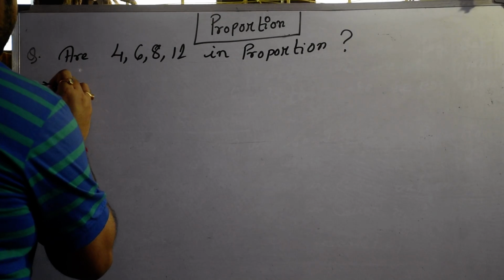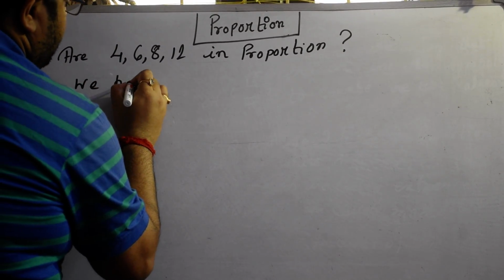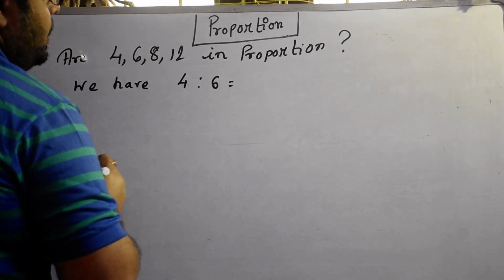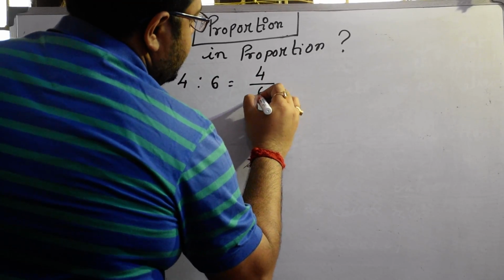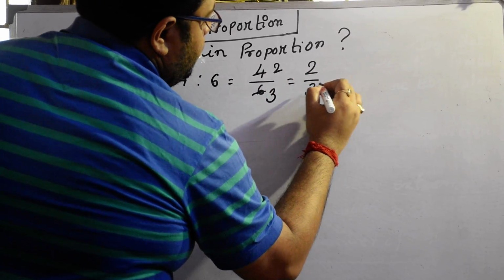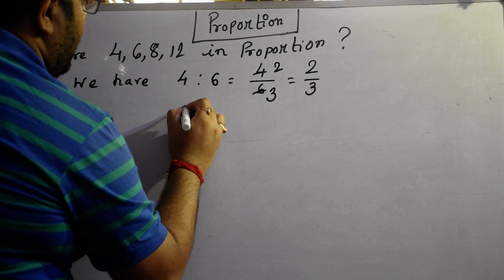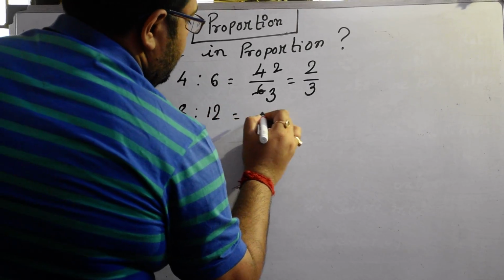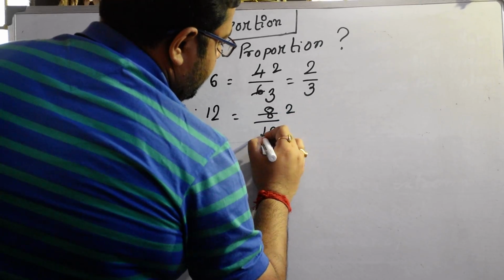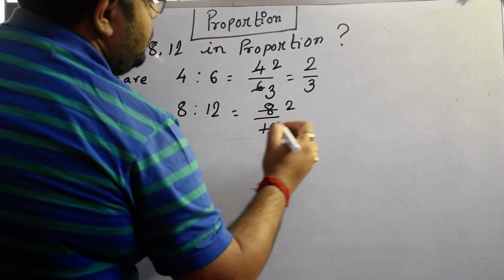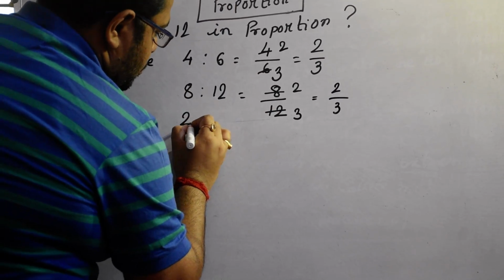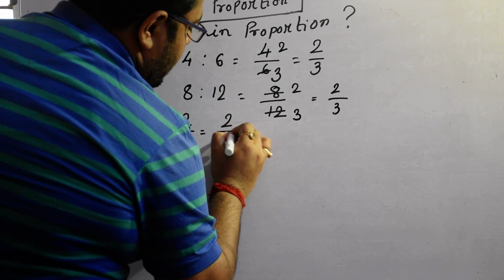So we have 4 is to 6, which is 4 by 6, that is, 2 2s are 4, 2 3s are 6, that is 2 by 3, and 8 is to 12, that is 8 by 12, 4 2s are 8, 4 3s are 12, that is 2 by 3. So 2 by 3 is equal to 2 by 3.